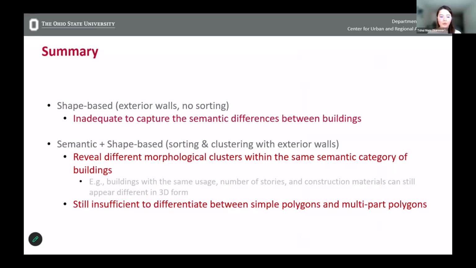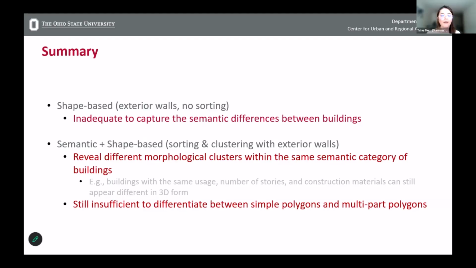So to summarize, we tried a shape-based clustering approach where we just look at the exterior walls of the polygons of the building footprints without any semantic sorting, but it is not sufficient to tell us the semantic differences between different buildings. Like we have garages, apartments, and multifamily dwellings in one cluster, and it wouldn't help us with finding the optimal number of templates for 3D modeling.